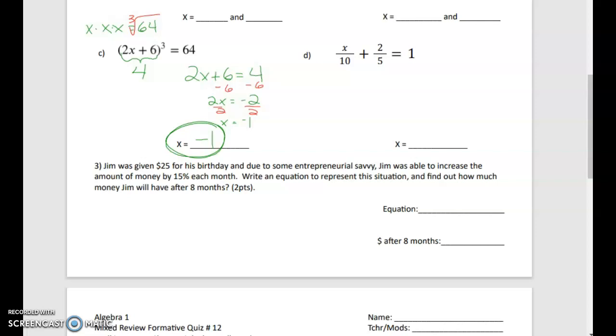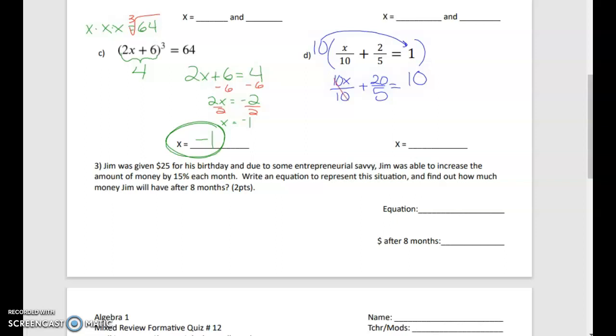For D, a lot of us are still forgetting that when we multiply by 10, which was a good choice, many of you did that, you're forgetting to multiply the other side of the equation by 10 as well. So I get 10x over 10 plus 20 over 5 equals 10. So that 10 has to multiply the 1 as well.